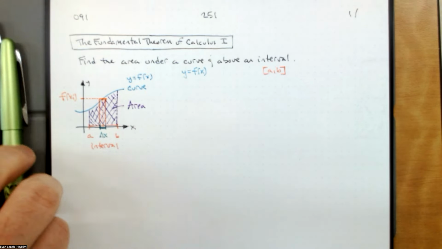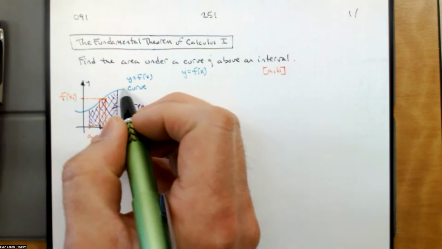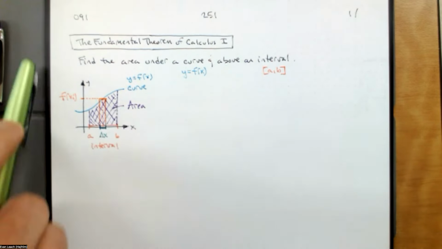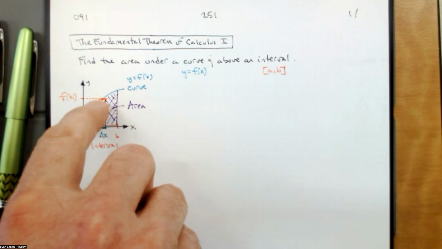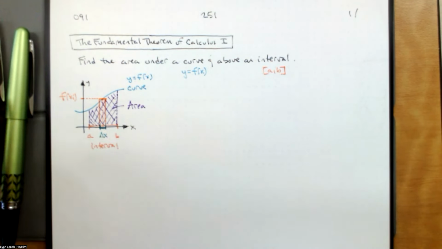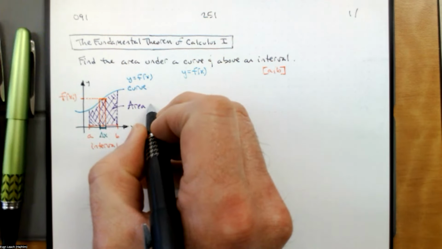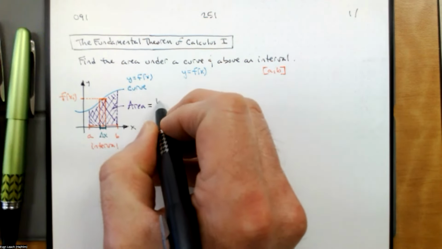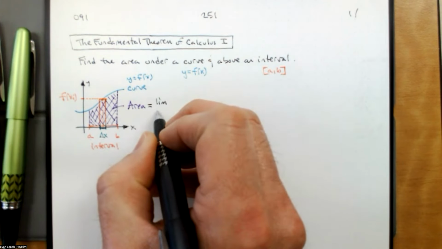Instead of having this continuously variable length, we make it constant for some small change in x. This is where we built the Riemann sum. We have to write it backwards because we write stuff at the beginning.